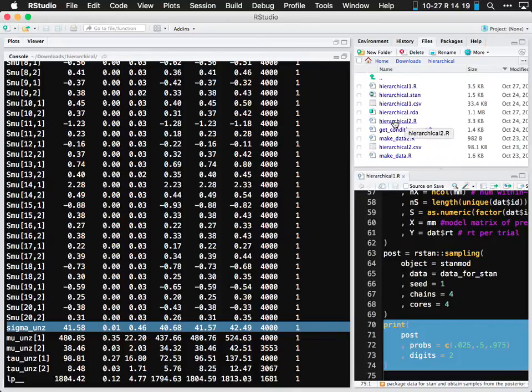Let's open up the hierarchical2.r. And I should say, Kat, how's the compile, and did reinstalling fix everything? So far, so good. Awesome.